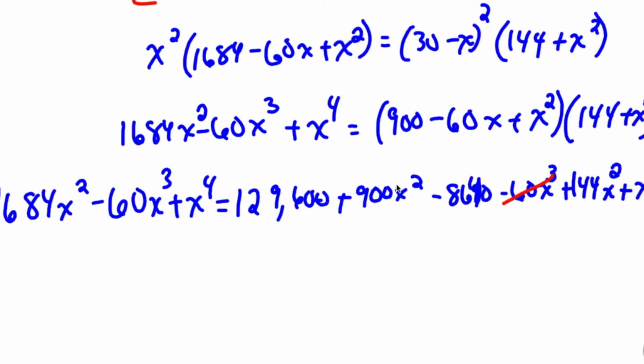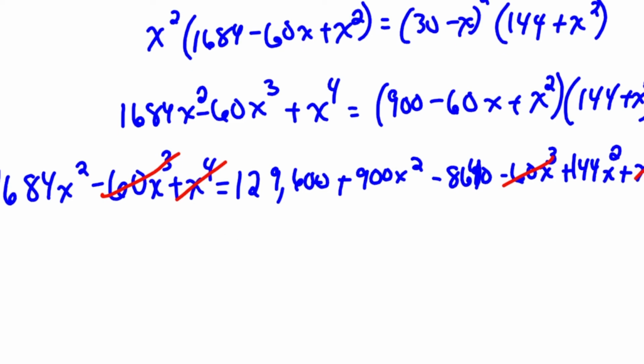All right, because it's going to cancel. Negative 60x to the third, gone. X to the fourth, gone, which is good because if we had to factor something with an x to the fourth, that would be a giant pain. So let's move some stuff around now. So 1684, we need to subtract 144, and the 900 here. 900 plus 144 is 1044. You could subtract 900 and then subtract 144, or add them to get 1044 and subtract it from this. Either way, we're going to end up with the same number, 640x squared.